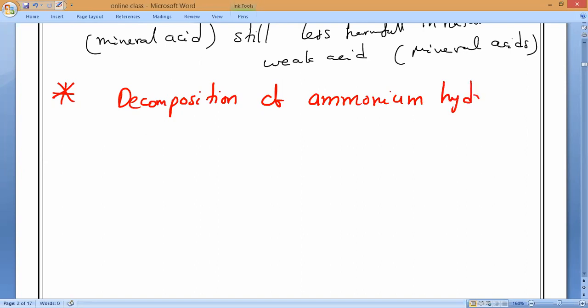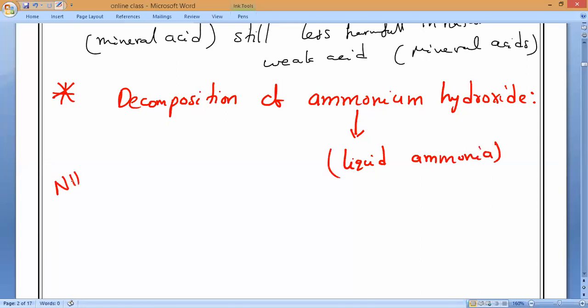Ammonium hydroxide. And remember, everybody, this ammonium hydroxide is called liquid ammonia, also called pure ammonia. But actually, the ammonia formula is NH3, which is in gaseous state. That is not what we are studying here. Ammonium hydroxide is called liquid ammonia.